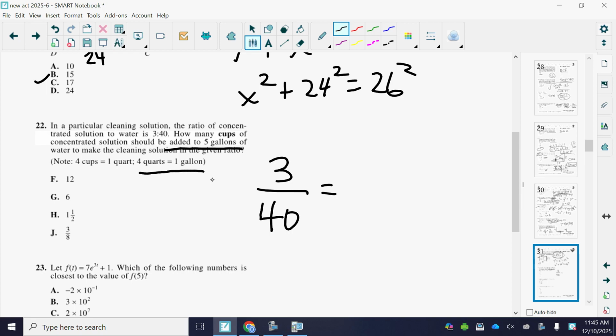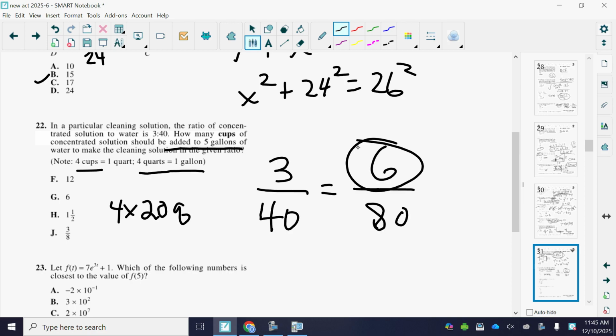Well, 4 quarts is a gallon, so that means 20 quarts is 5 gallons, and then we have to times it by 4 to get 80, huh? So we have 80 cups of water, so guess what? 6 double, huh?